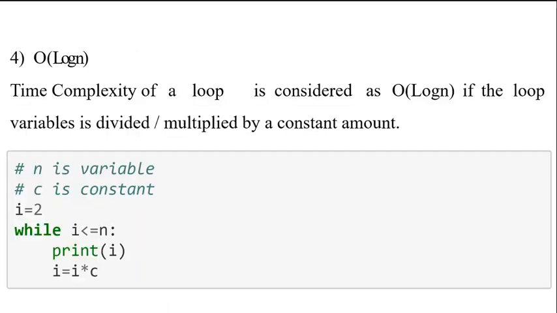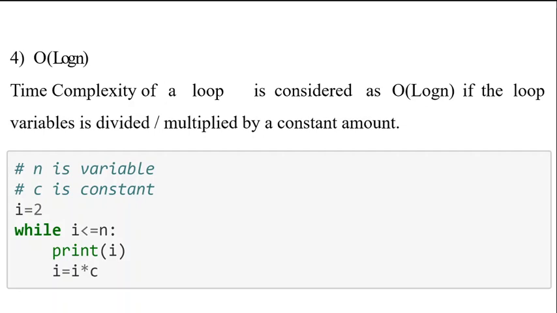Of course, we have big O of log n. The time complexity of a loop is considered as big O of log n if the loop variable is divided or multiplied by a constant amount. We have i as a constant, n is variable and c is constant too.